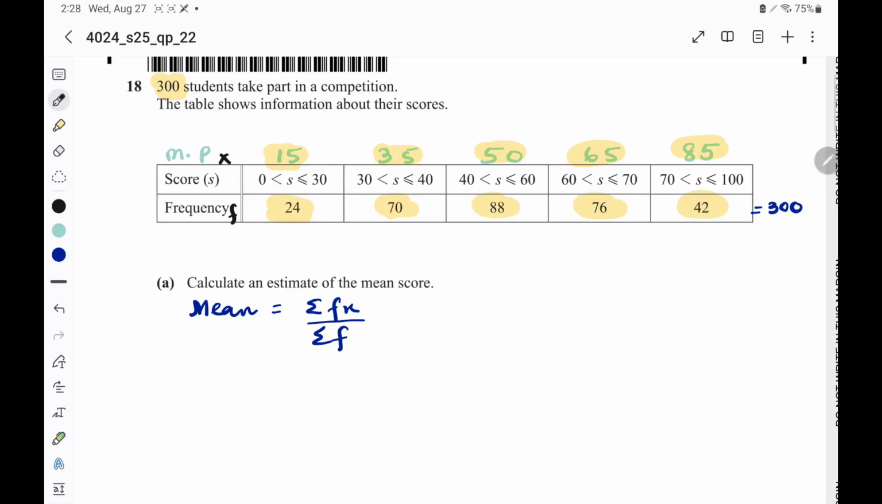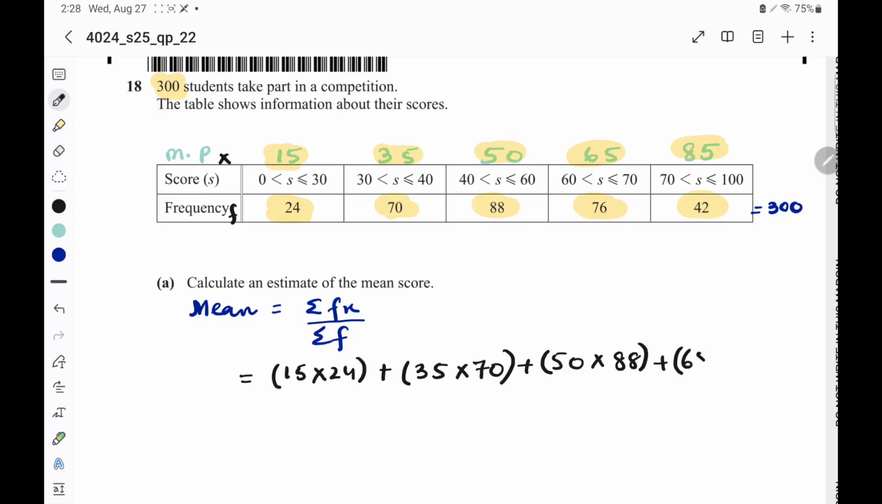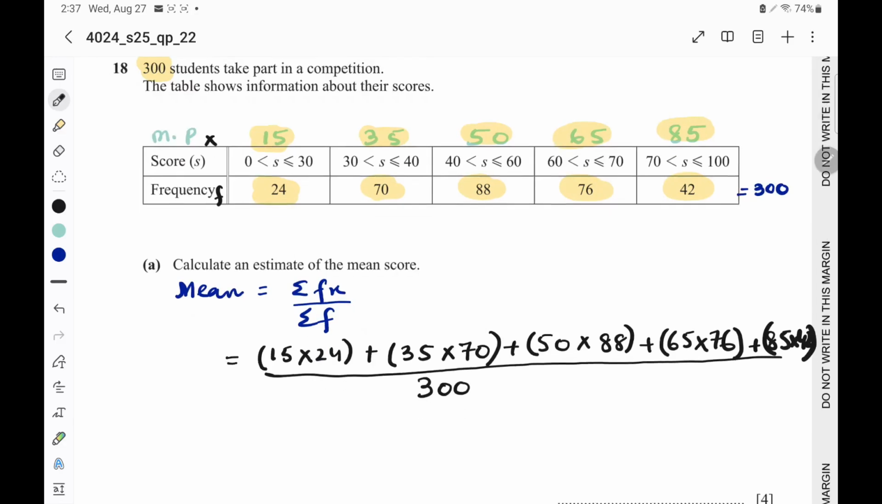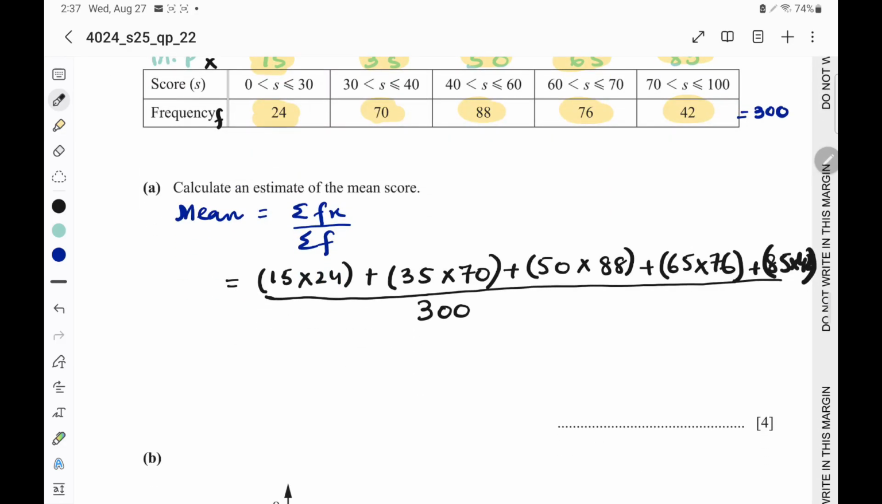Mean is equal to 15 into 24 plus 35 into 70. The numbers which I have highlighted, these are the only numbers I'm writing down. 50 into 88, and then 65 into 76, and the last number is 85 into 42. Now divided by 300. I've calculated it already. Just to save time, I'm writing down the numbers.